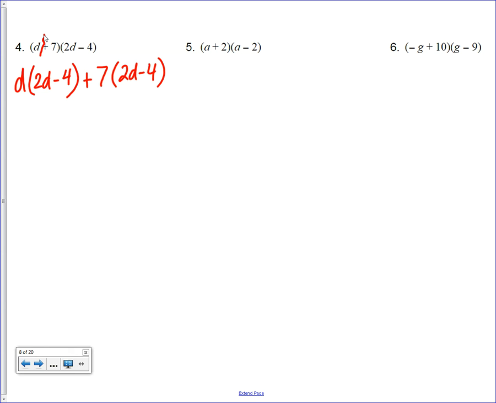D times 2D. 2D to the second. Okay, D times negative 4. Good. How about 7 times 2D? Good. And how about 7 times negative 4? Perfect. Put your middle two terms together, Cody. And what do you get?